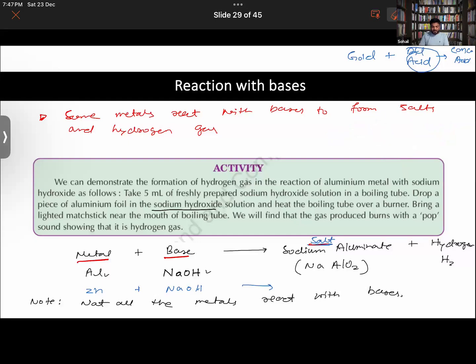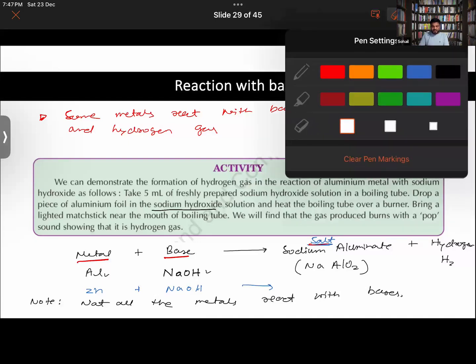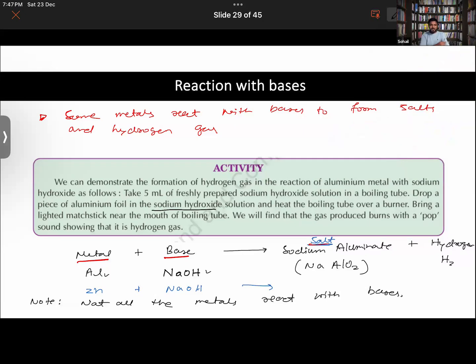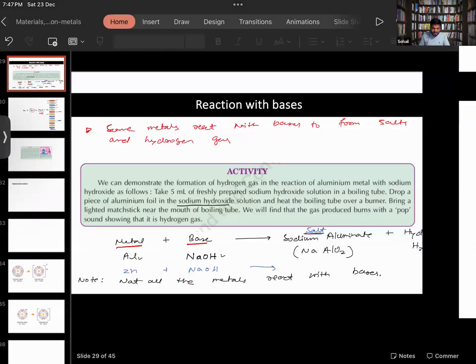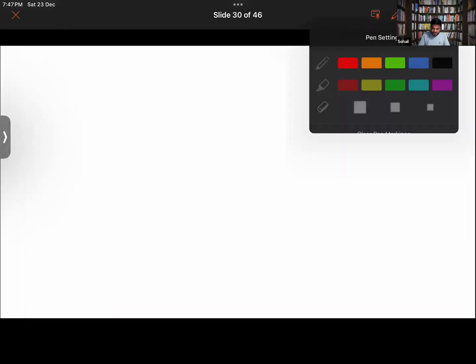So in chemistry, nothing is absolute. Remember that. When you will be studying chemistry in class 11 and 12, there also you'll have several exceptions almost everywhere. Okay, so this part we did talk about reaction of metals. Next, we'll be talking about how non-metals react with bases.